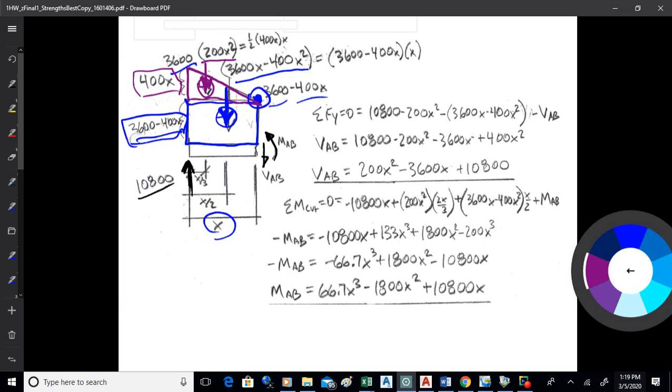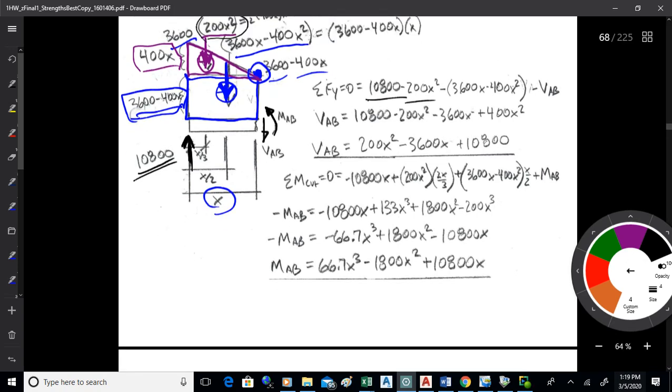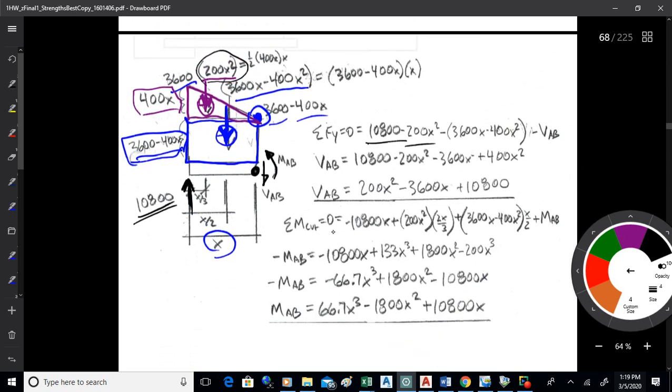So then it's just sum of Fy is 0, 10,800 up, right there, minus the 200x squared, minus the area of the rectangle, which is 3,600x minus 400x squared, and then minus the VAB, and solve for VAB. And then the moment about the cut, because that's where you take the moments about, is wherever you've cut the figure over here, right there. Take moments about that point.